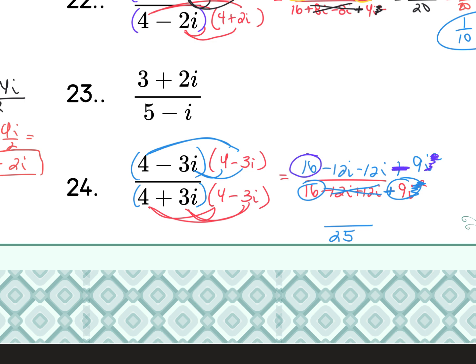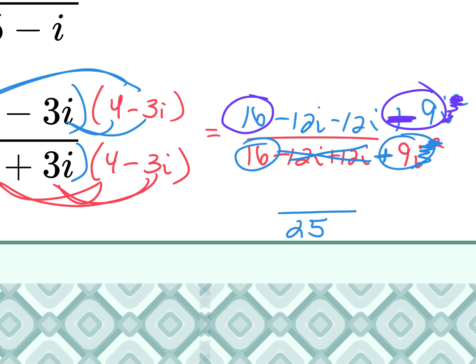So real with real. What's 16 minus 9? 7. And imaginary with imaginary. What's a negative 12i and a negative 12i? Negative 24i. Now, I am perfectly fine with you guys leaving the answer like that.